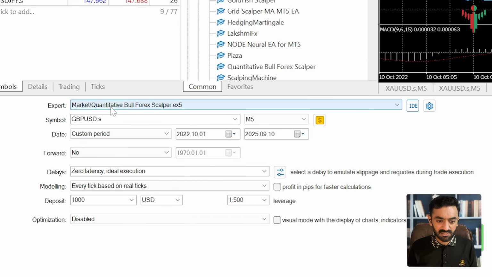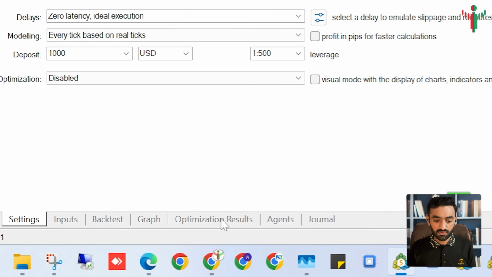Let's move to my screen, and here you can see the expert advisor is Quantitative Bull Forex Scalper with the GBPUSD on the 5-minute time frame, for the last 3 years, with every tick based. All these settings you can check. I am testing it on a $1,000 deposit with a leverage of 500. A lot of brokers offer this leverage. The in-depth optimization process is already completed, so let's move to the optimization results.